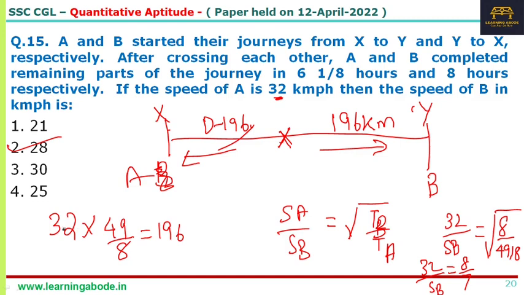I'm sorry, this part is not required. If we just use the formula, after meeting, speed of A by speed of B is equal to the root of the time they take after meeting. That's the shortcut formula here. Using that formula we can get the answer.